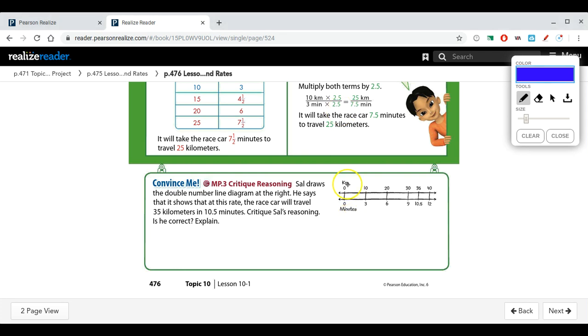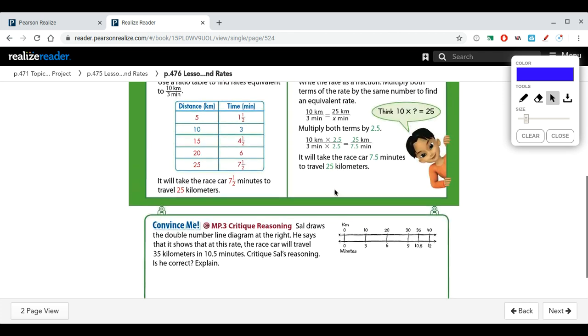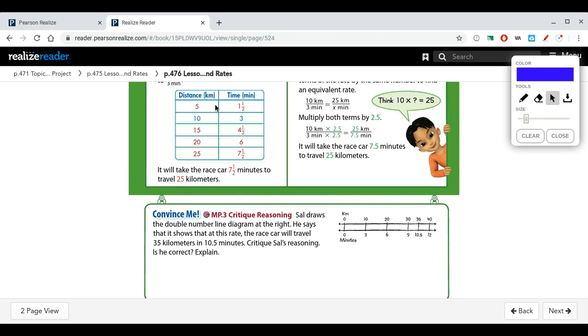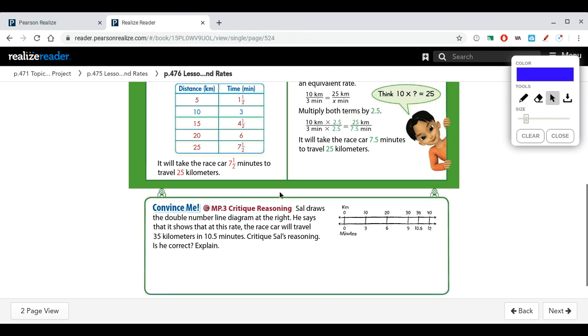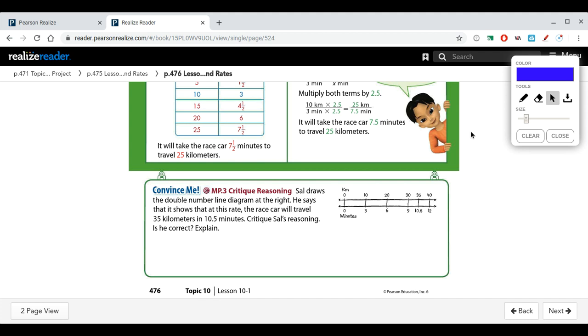We start at 0 kilometers, 0 minutes. Then 10 kilometers is 3 minutes, 20 kilometers is 6 minutes, 30 kilometers is 9 minutes, 40 kilometers is 12 minutes. And in between here, I have a minute and a half. So we go back to the lowest value that I have: 5 and 1.5. For every 5 kilometers I travel, it takes me 1.5 minutes.